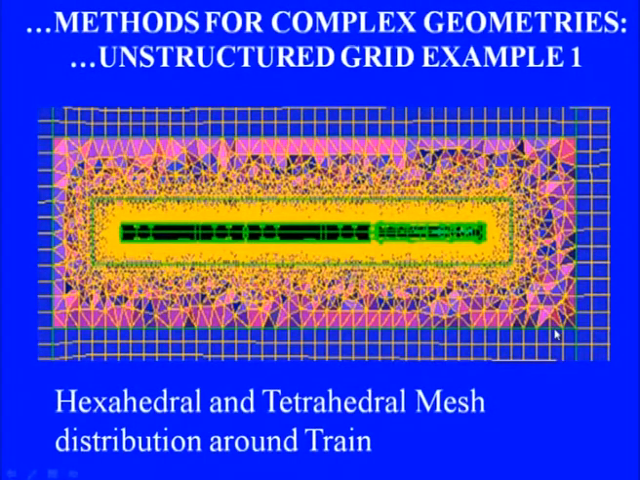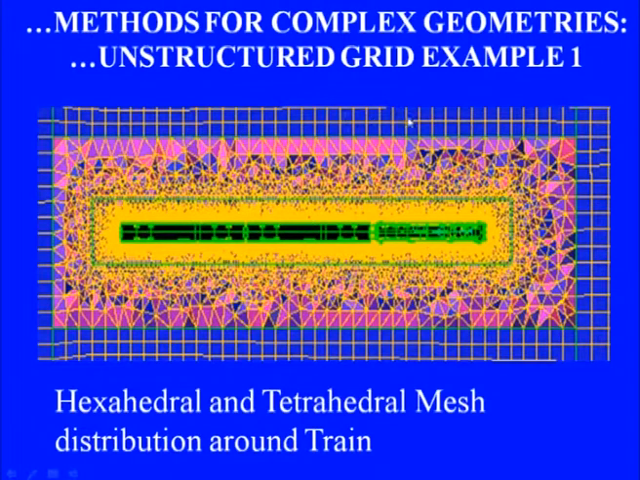It is a cross-sectional snapshot of the grid which consists of hexahedral elements away from the locomotive body and tetrahedral elements close to it, because close to it we had so many protrusions, and there generation of hexahedral elements would have been pretty difficult.